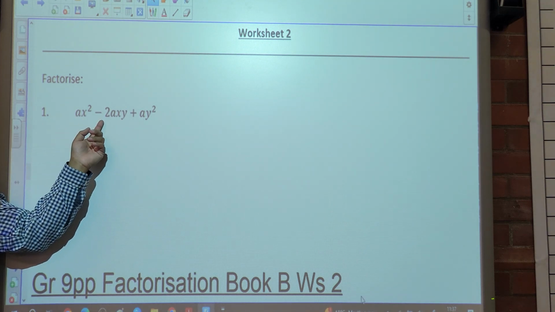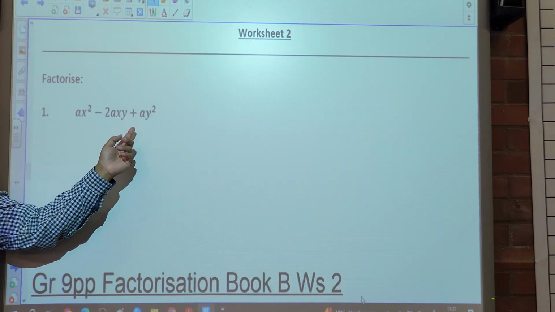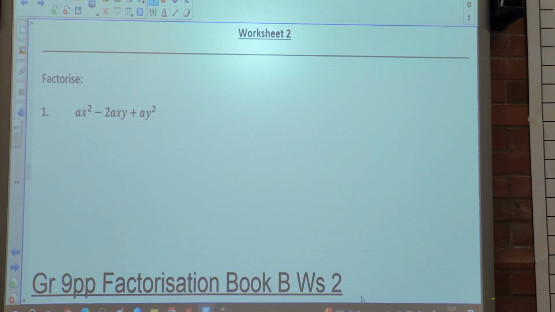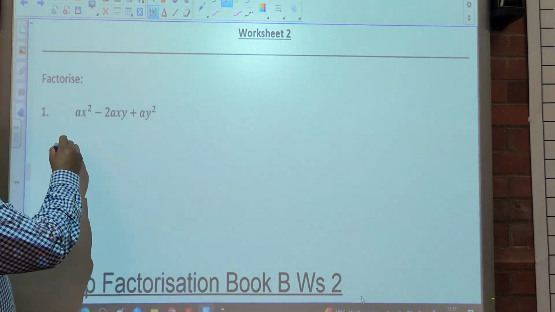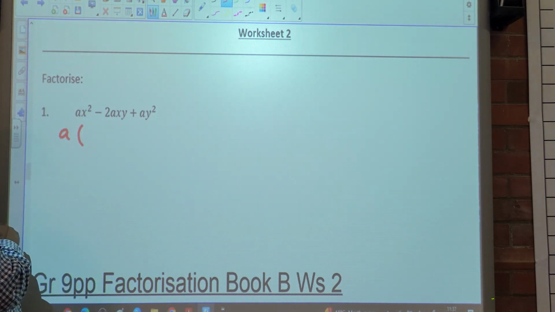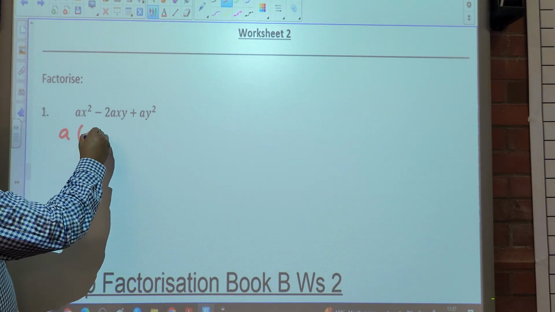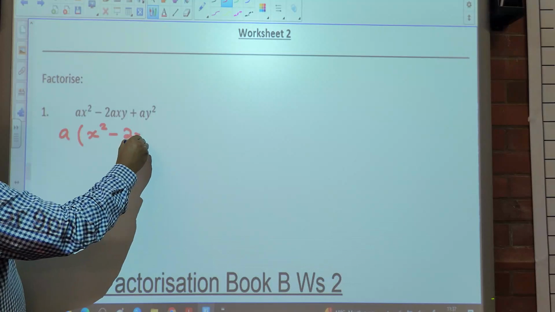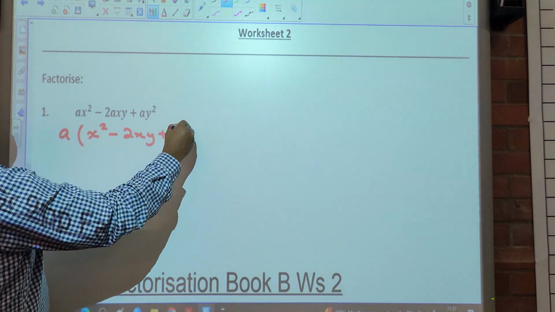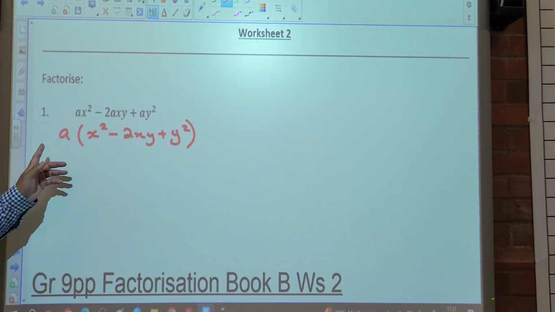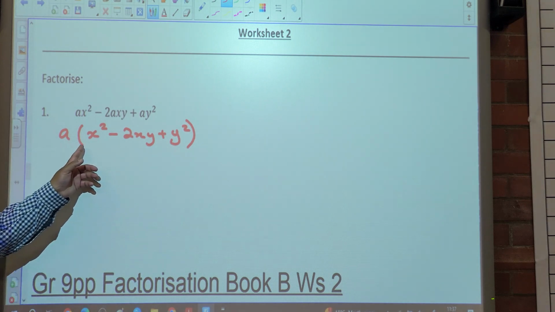But what do I also notice? A is common. A is throughout. So what do I do? I take a out as a common factor. What am I left with? X squared minus 2xy plus y squared. What do I notice inside this bracket now?